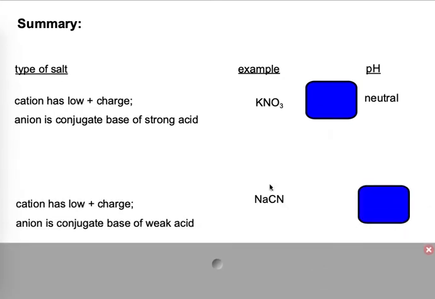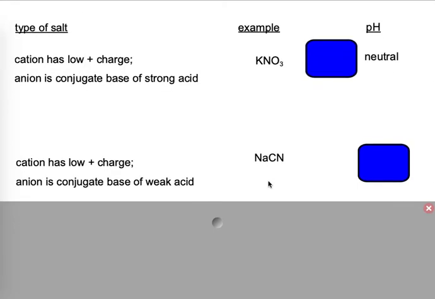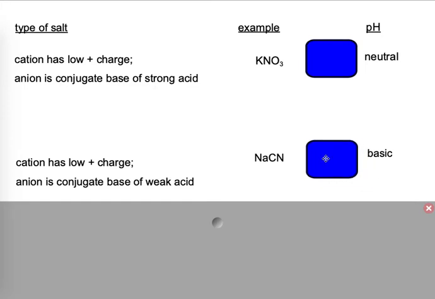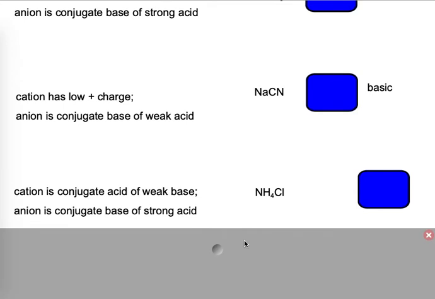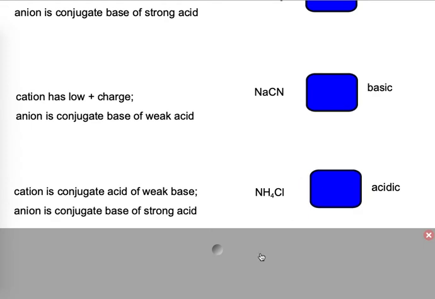If the cation has a low positive charge, but the anion is the conjugate base of a weak acid, like cyanide, that will be acidic because the anion is a stronger base than water. If the cation is the conjugate acid of a weak base, like ammonium, and the anion is the conjugate base of a strong acid, that will be an acidic solution because the conjugate base of the strong acid is non-basic whatsoever, but the conjugate acid of a weak base is a stronger acid than water.